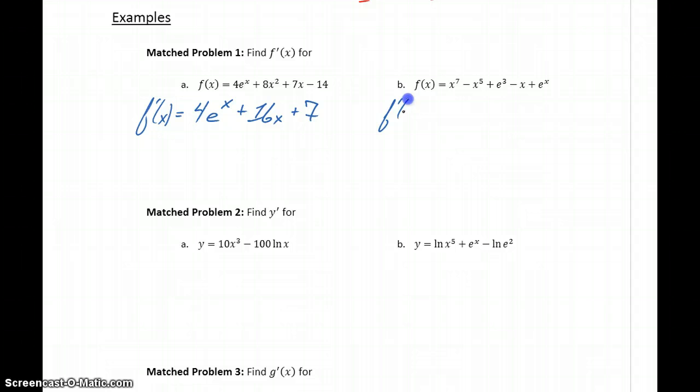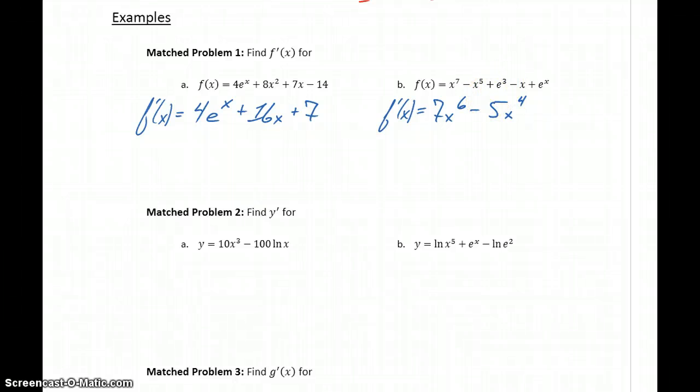In Part B, we take a similar approach, just term by term differentiating this. We'll start with this power function, x to the 7th. So that will become 7x to the 6th minus the derivative of another power function. So 5x to the 4th plus the derivative of e cubed.